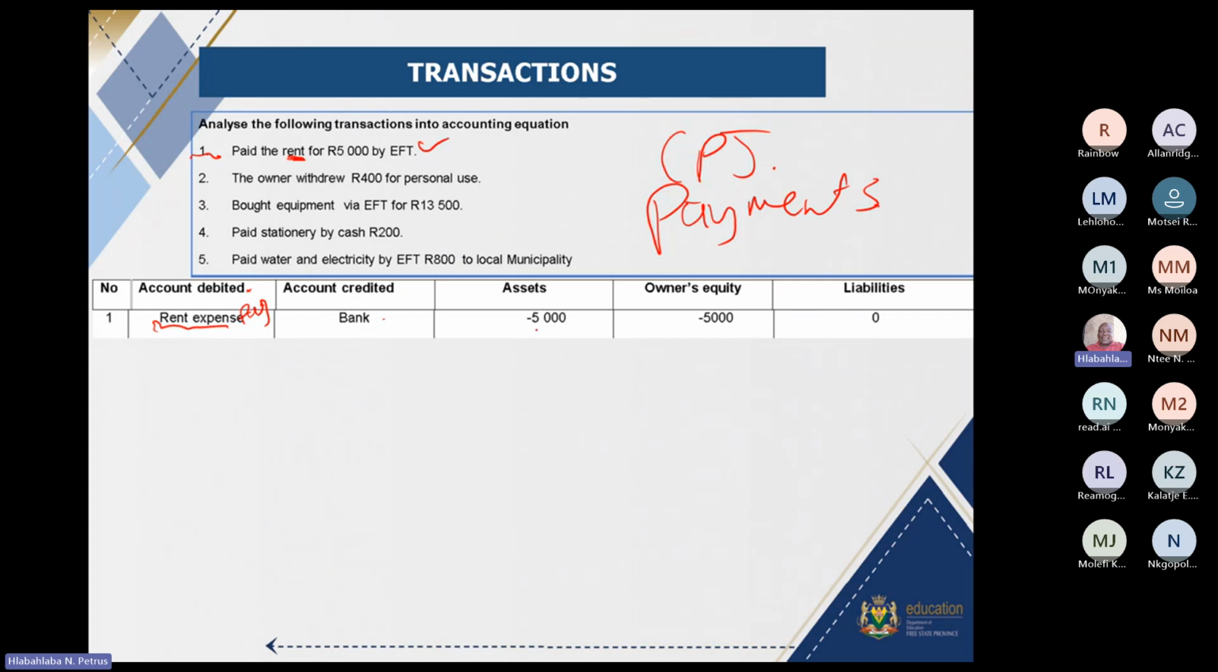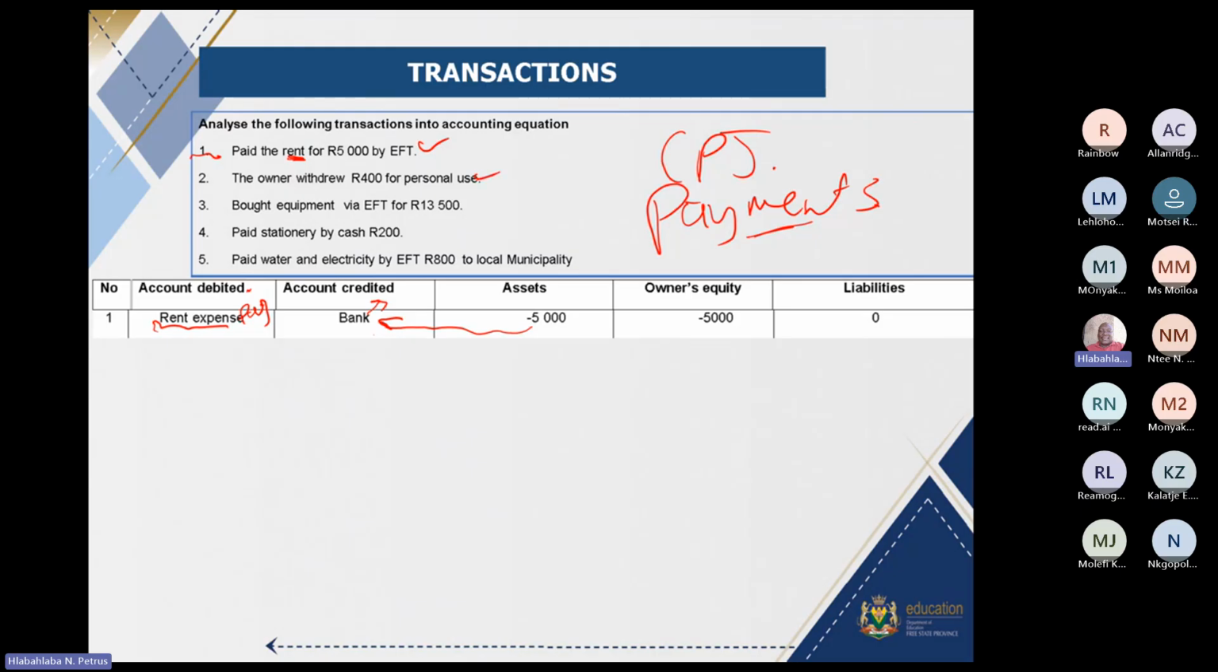The reason it's minus 5,000 is because of the bank account. When the bank is on the credit side, the minus sign should always be indicated here. If it is on the credit side, there should be minus here. If it is on the debit side, there should be plus here. Because we are dealing with payments, the bank will always be on the credit side. Just remember that. Let's go to the next transaction.